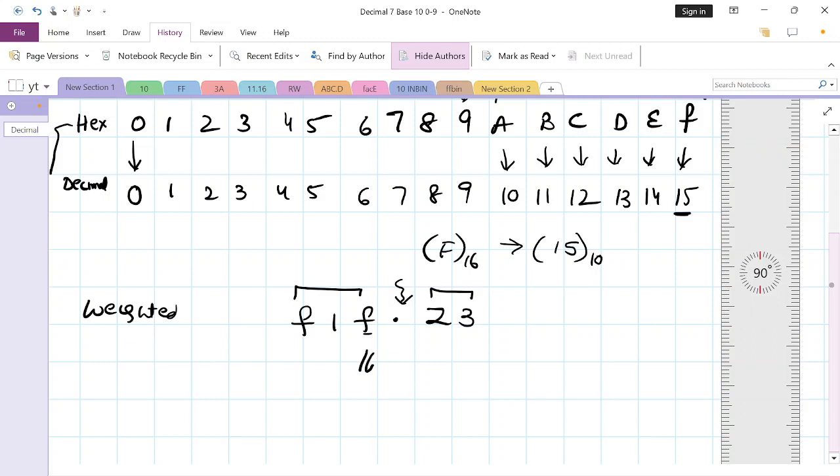For the whole number part, we write positive powers starting from 0, then 16 to the power of 1, 16 to the power of 2, and these weights are increasing. For the fractional portion, they are again powers of 16, but they are negative powers starting from -1, right? If you look from this point onward, this is a mixed number. So this 3 is LSD and F is, in this case, the most significant digit.